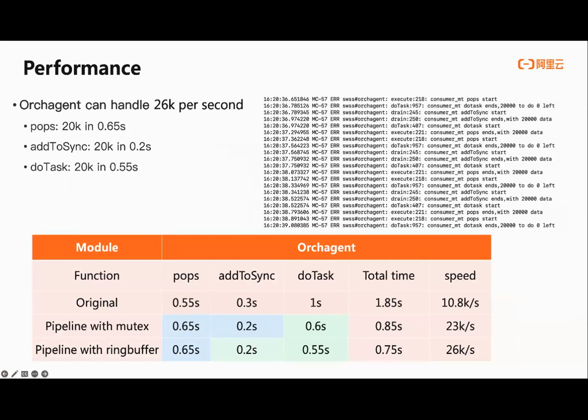What is the pop thread doing? I know that it is popping from the Redis, but is it also pushing into the M2 sync, or is that job done in the main thread? The M2 sync is pushed by M2 sync. Firstly we use a mutex to protect M2 sync, because M2 sync is written by both M2 sync and do task. So we need a mutex buffer there. When we use a ring buffer, we don't need that.